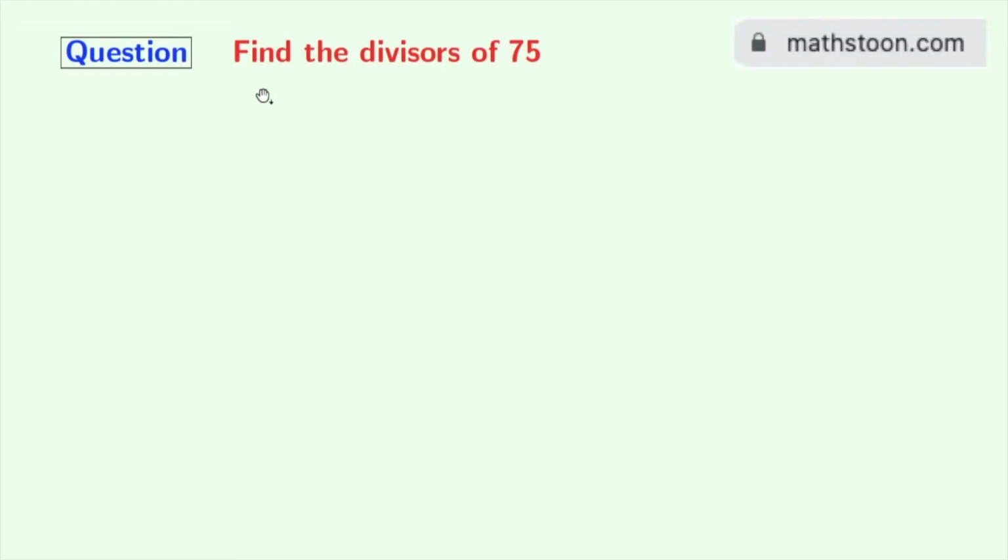Today we will learn to find the divisors of 75.